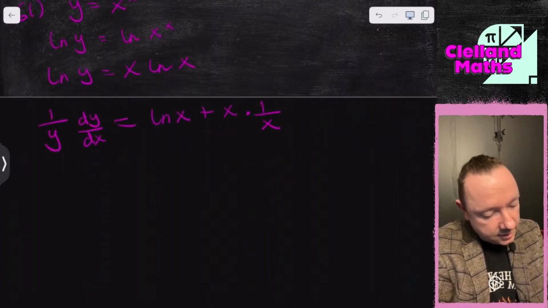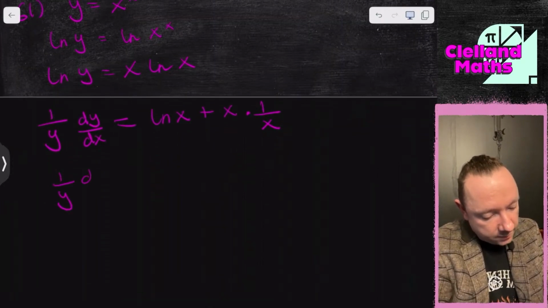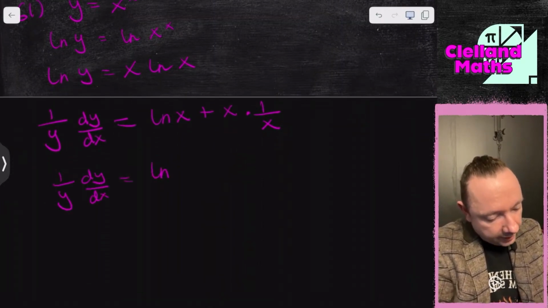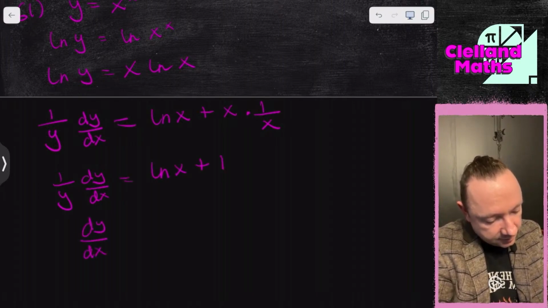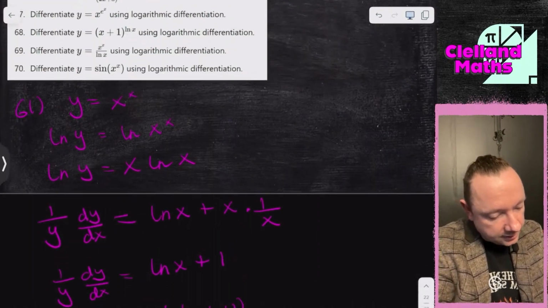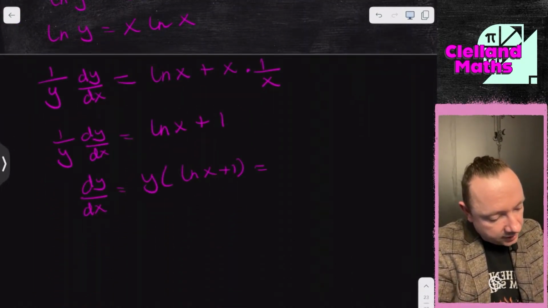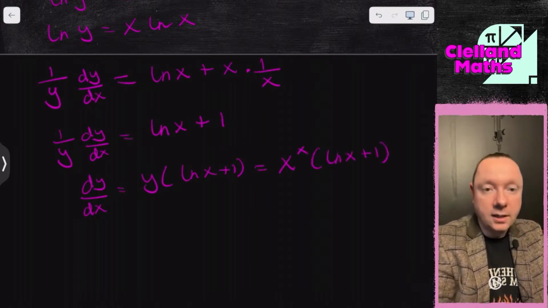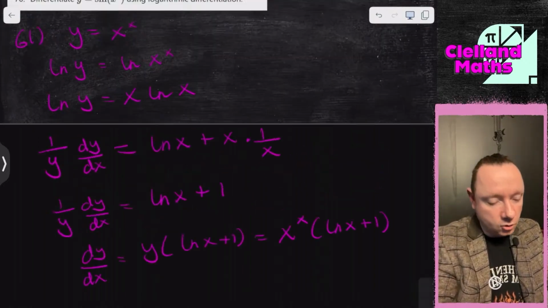Well, that's nice, because that gives me 1 over y dy by dx is equal to log x plus 1 x over x. So dy by dx is simply y times the whole of log x plus 1. But we know what y is. It's x to the power of x. So that's just x to the power of x (log x plus 1). And we're done there. Let's do number 2.